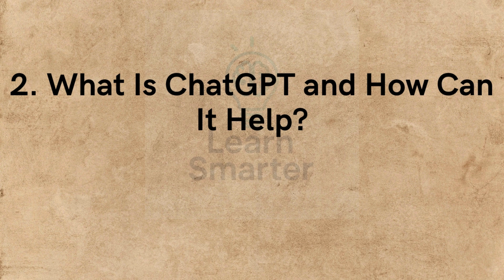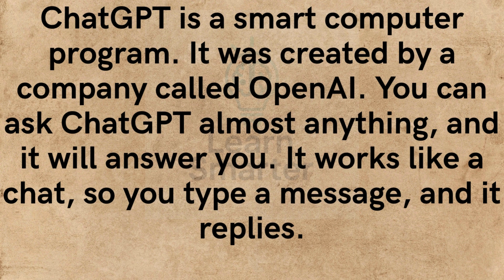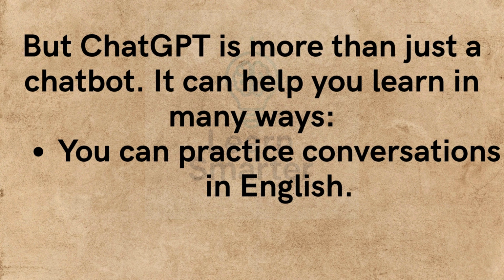2. What is ChatGPT and how can it help? ChatGPT is a smart computer program. It was created by a company called OpenAI. You can ask ChatGPT almost anything, and it will answer you. It works like a chat, so you type a message, and it replies. But ChatGPT is more than just a chatbot. It can help you learn in many ways.